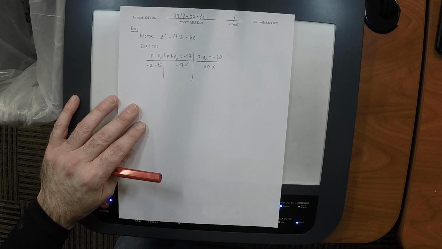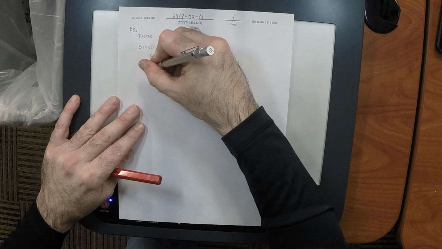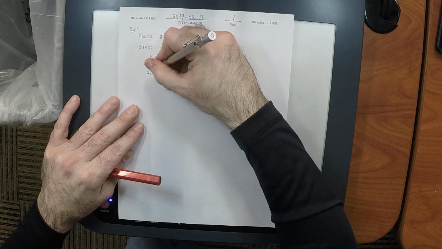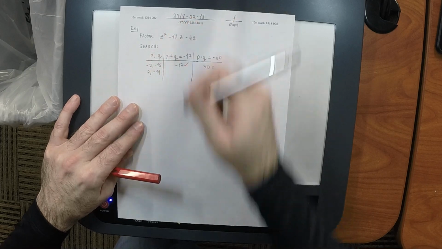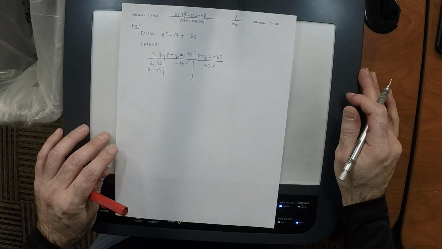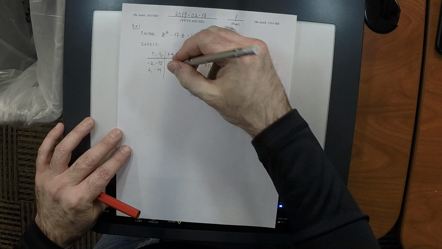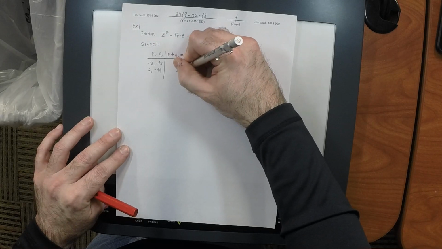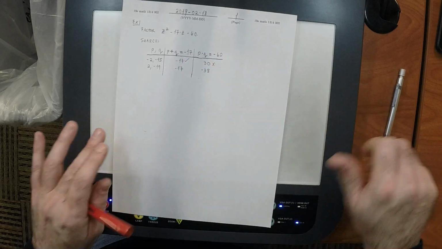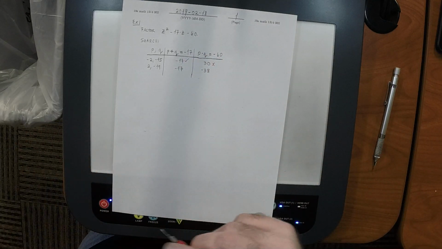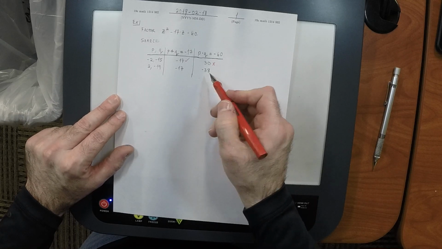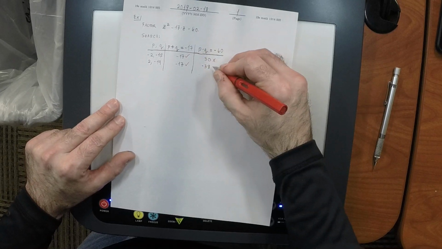So how about, I don't know, 2 and negative 19. So one negative and one positive, that's good. And then if you add them together, you get negative 17, that's good. But then if you multiply them together, you get negative 38. That's not good. But at least the product has the correct sign now. We're looking for a negative number, and that's a negative number, so that's a little better.